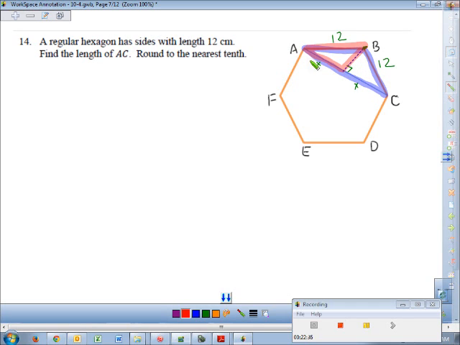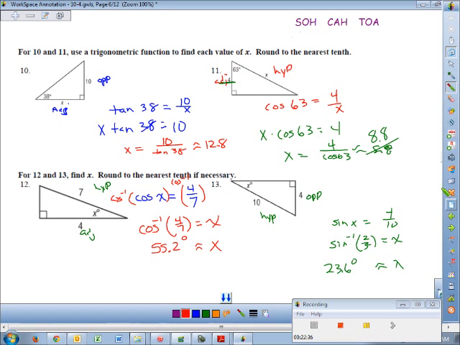I need either this length right here, the altitude, or something else to do trigonometry. What was provided for us to do trigonometry in right triangles? An angle measure.